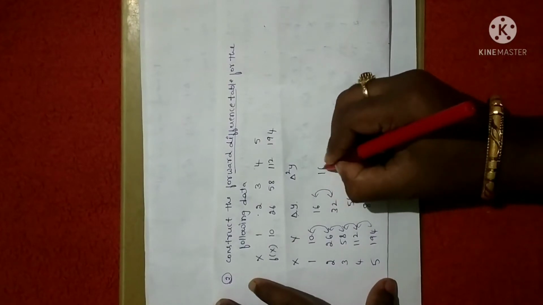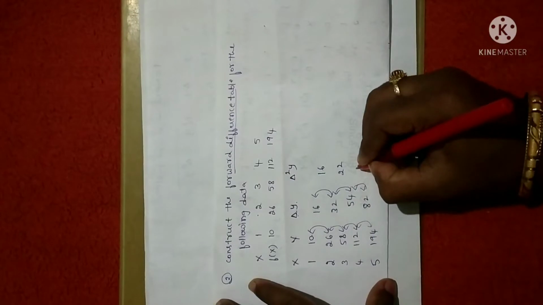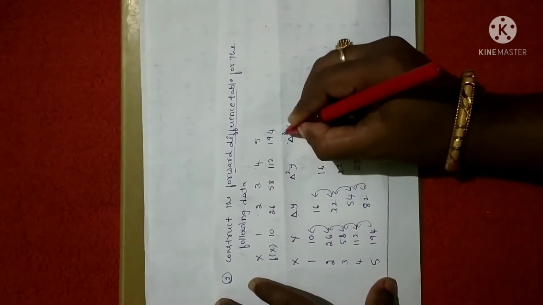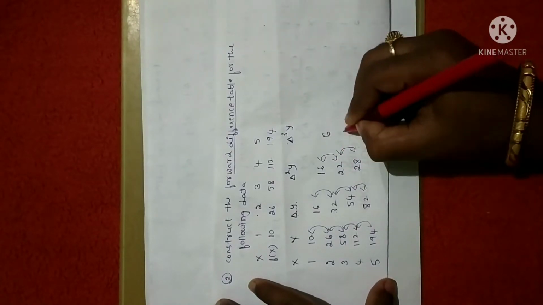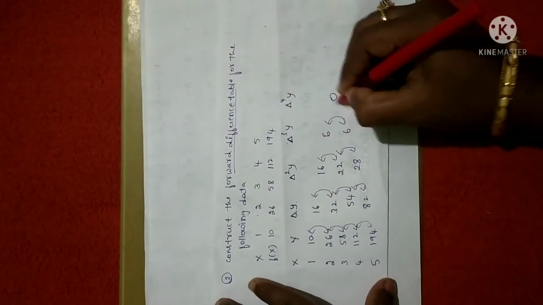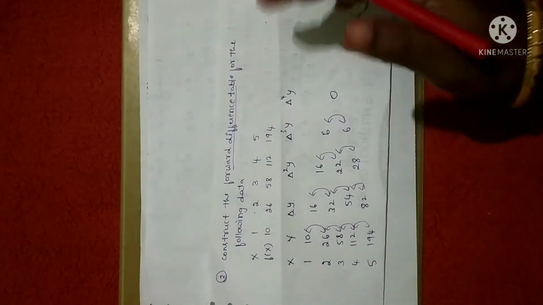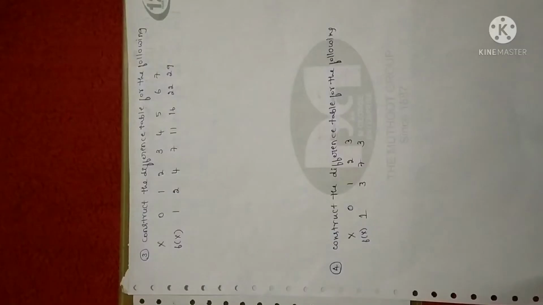Next, the second forward difference, delta square y: 32 minus 16 is 16. 54 minus 32 is 22. 82 minus 54 is 28. Next, the third forward difference, delta cube y: 22 minus 16 is 6. 28 minus 22 is 6. Next, the fourth forward difference: 6 minus 6 is 0. So this is the forward difference table for the given data. No need to construct the backward difference, because it is clearly mentioned to construct the forward difference table.